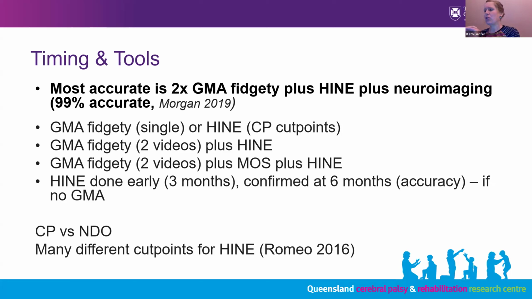We also, in Sri Lanka, have been using the HINE a bit more because we're not always getting the babies at that early age point. So confirming an earlier HINE at the 6-month point to improve accuracy as well.